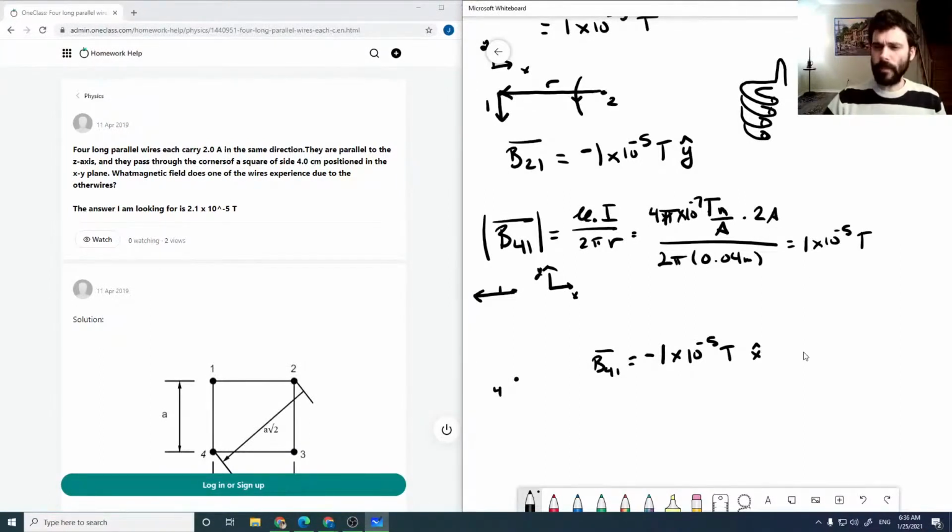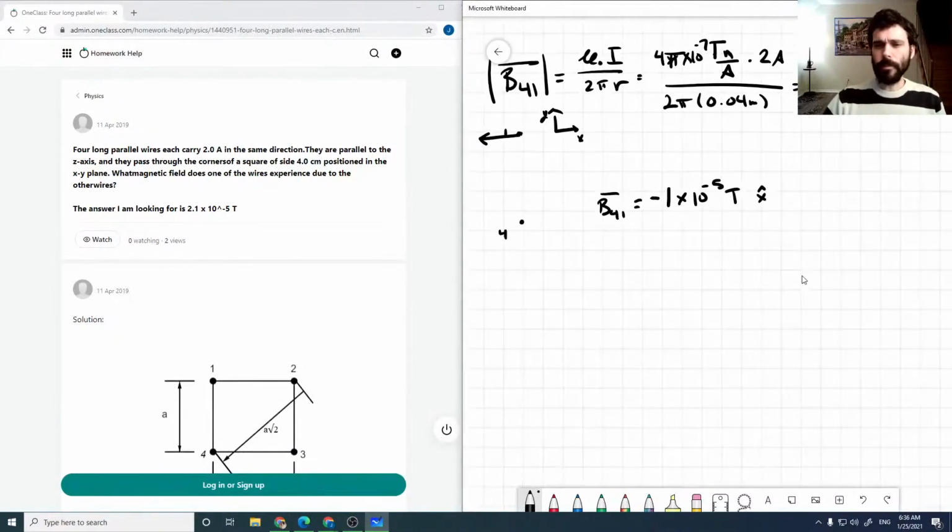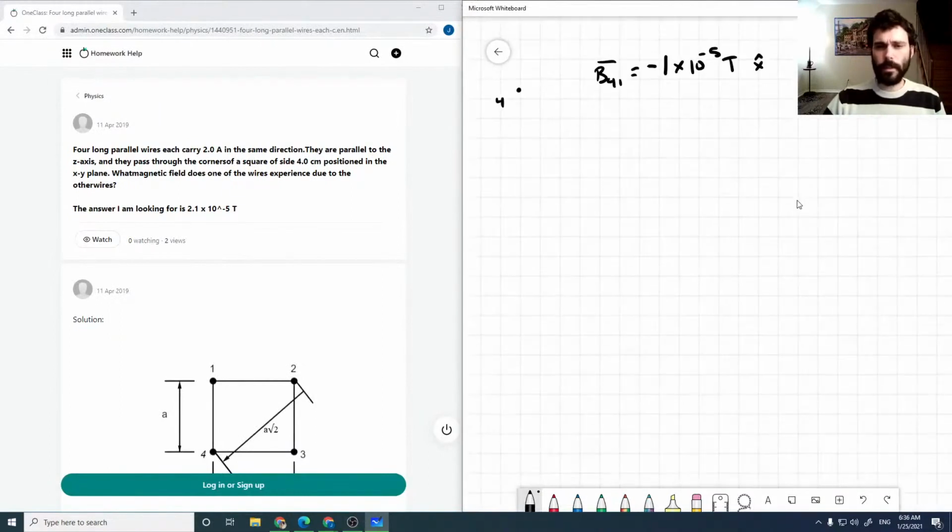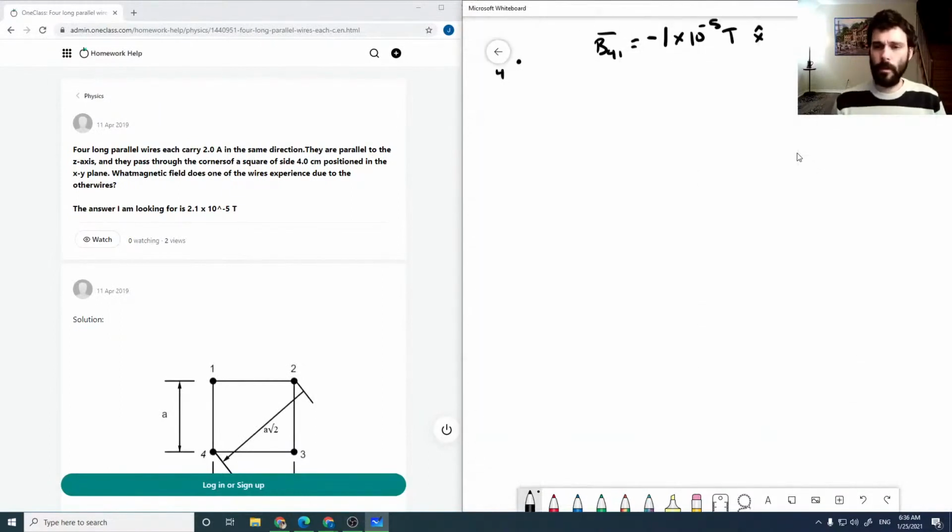Okay. And then, so 3 is now the trickier one. Okay, and now we've got a sides of 4 centimeters.